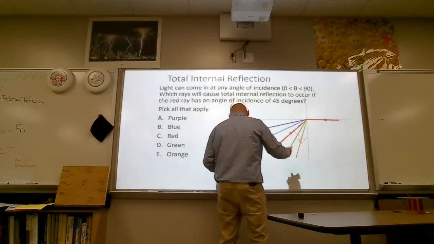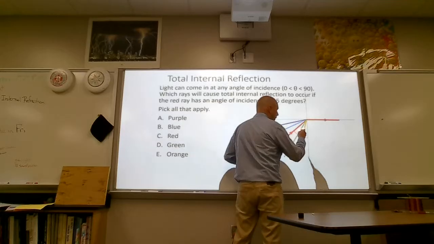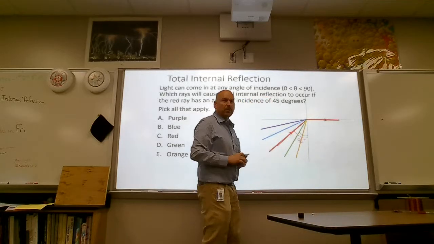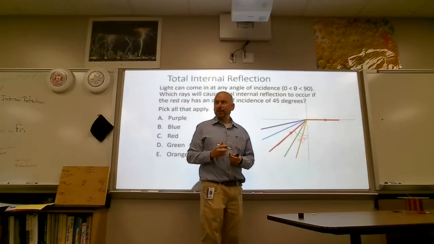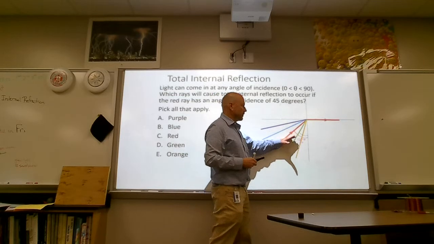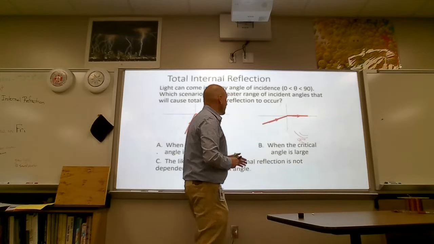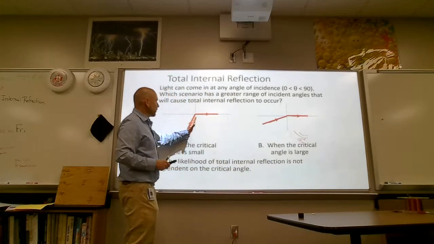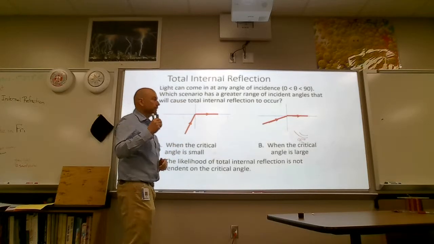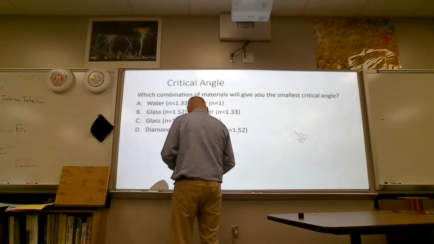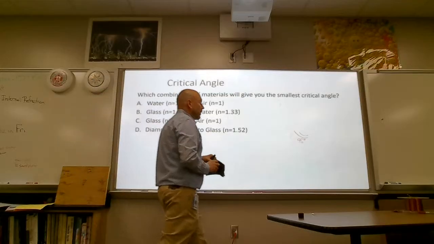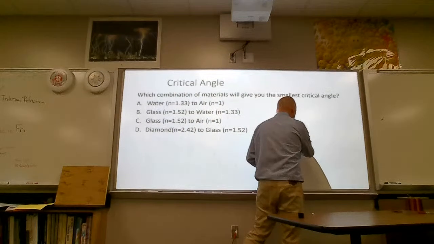Let's say the green was the critical angle. That means the red, the blue, and the purple would all experience total internal reflection. There'd be more opportunity for total internal reflection to occur. So if this is the small critical angle, you've got all this that could do total internal reflection. Okay? So what combination would give you a small critical angle?